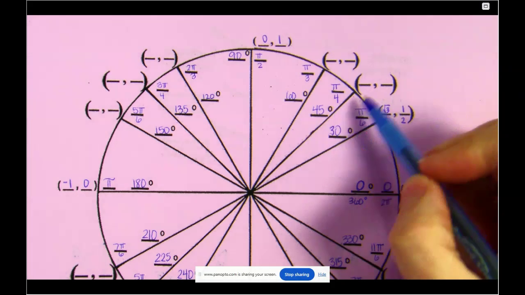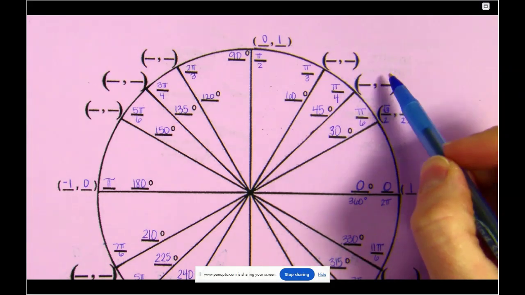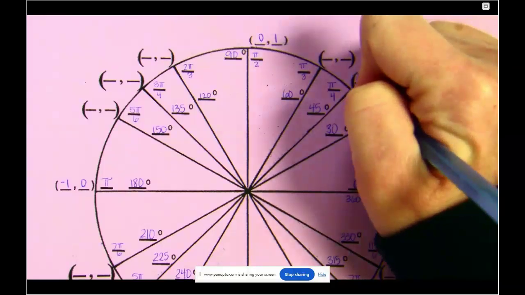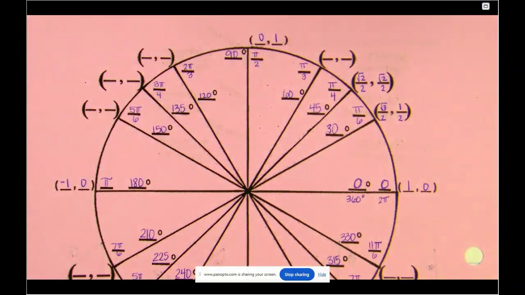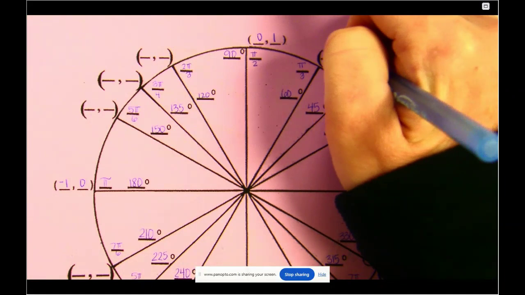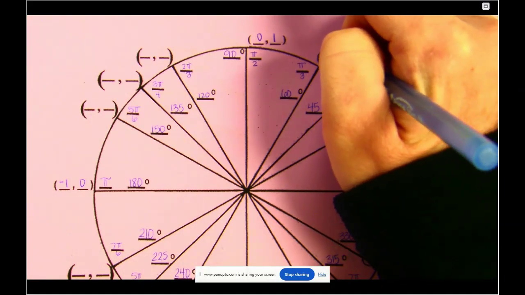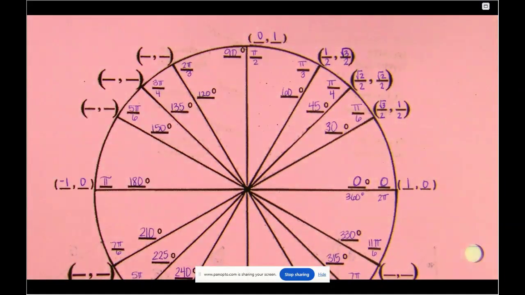Okay, 45 is cosine, sine. Those are the same, so it doesn't matter. So square root of 2 over 2, square root of 2 over 2. Okay. Cosine, sine, so 60 degrees is 1/2, square root of 3 over 2. Well, yep, hold on to that thought.